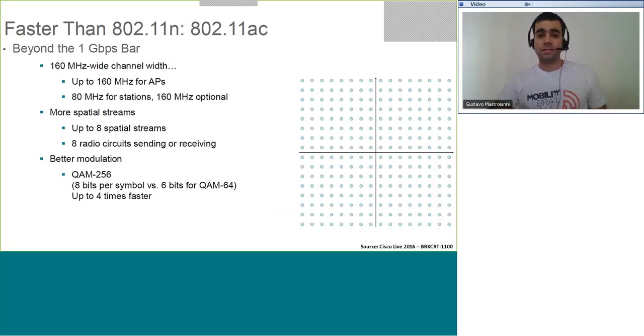Going a little bit faster from 802.11n to 802.11ac, now we can have a channel width of up to 160 megahertz. We have more spatial streams, up to 8, and we have a better modulation. We jumped from QAM 64 to QAM 256. We can achieve better throughput and better speeds with it.